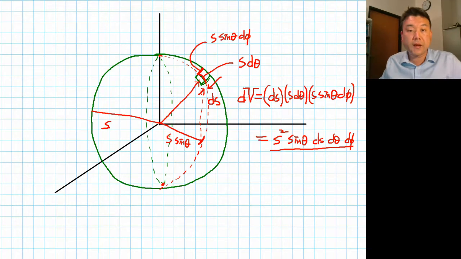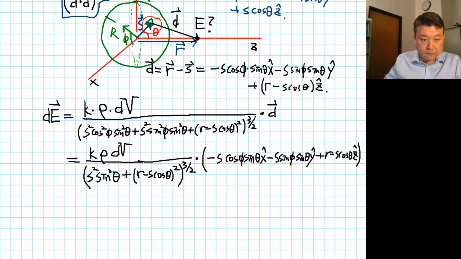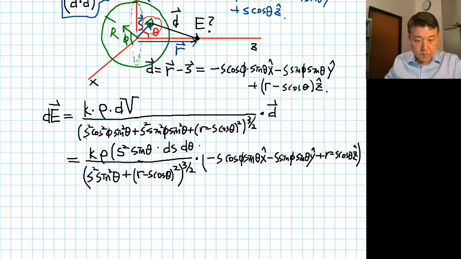Let me go back to the other page and plug this in. All right, so I'm ready to plug in the volume element. So let me erase this dv and plug in the volume element. It's what I wrote before. So it's going to be s squared times sine theta, and then all the infinitesimals, ds, d theta, d phi.